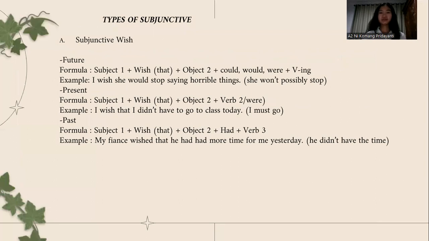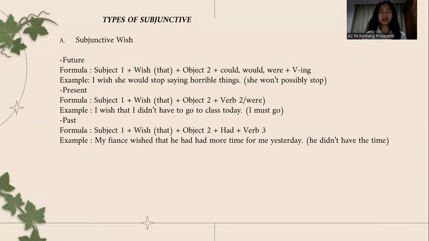And then types of subjunctive. The first, subjunctive with wish. For the future, the formula is subject 1 plus wish plus subject 2 plus could or would, and then plus verb. For the example, I wish she would stop saying horrible things.